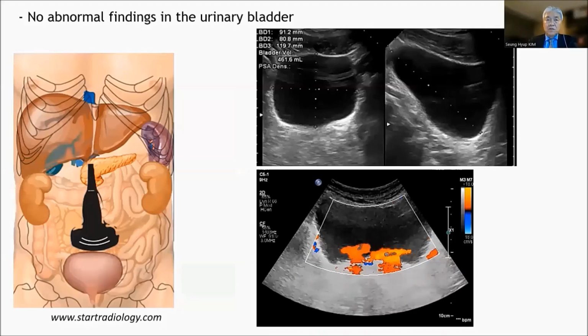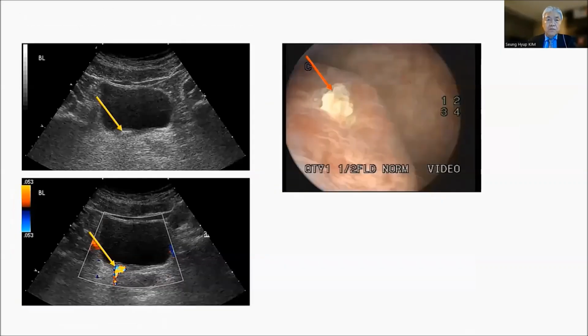Lastly, we need to check the urinary bladder. We may measure bladder volume and residual urine volume, and we may see urine jetting from ureterovesical junctions with color Doppler ultrasound. In patients with hematuria or pyuria, we may see moving echogenic particles in the bladder. When a stone moves to the terminal ureter, we may see the stone through the bladder.